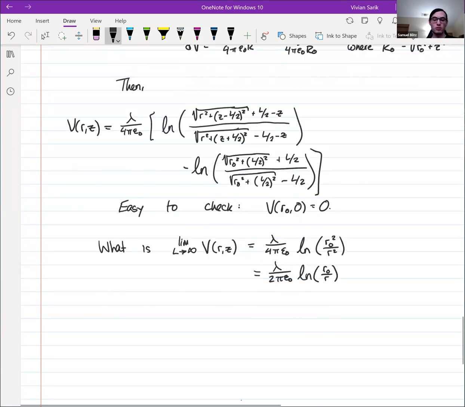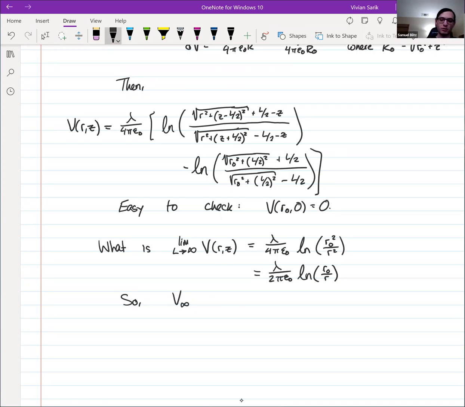And so even when you take the limit as L goes to infinity, I'm going to call that v infinity. If you evaluate it at r naught and 0, that's still 0. In fact, even if you evaluate it at r naught and z, it's 0. And that's just because when the rod gets infinitely long, the z-axis doesn't matter anymore.